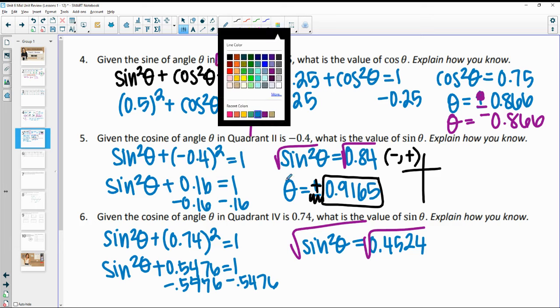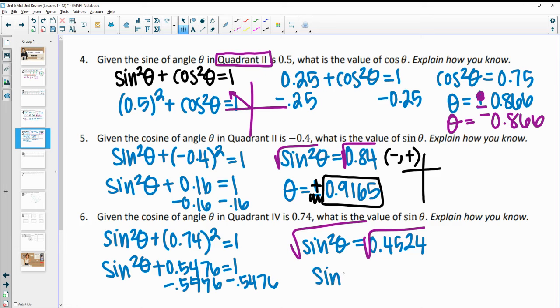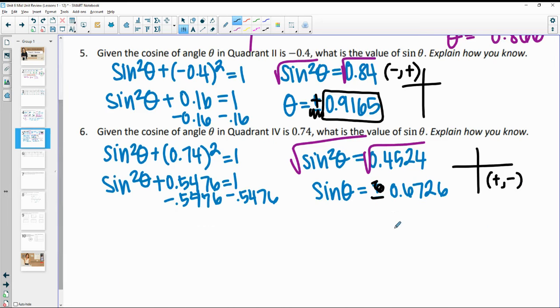So then we end up with that sine of theta could either be positive or negative 0.6726. And we are in the fourth quadrant. So the fourth quadrant has a positive x and a negative y. So this is going to be a negative sine. So we want negative 0.6726 for the sine.